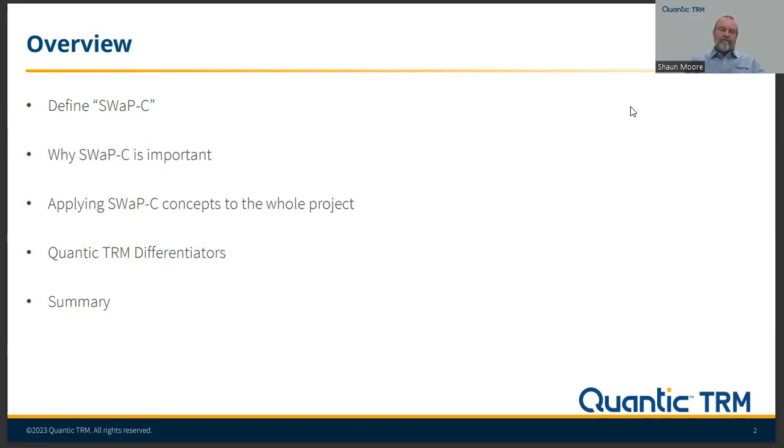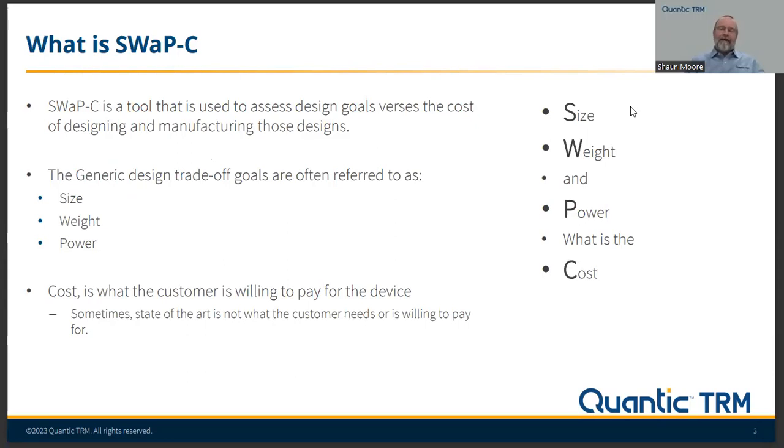Okay, well, that sounds great. So to get started, what exactly is SWaP-C? All right, so SWaP-C is an acronym that's used in the industry, and it's a generic acronym. What it really means is size, weight, power, when you compare size, weight, and power, and what's the cost of doing that.